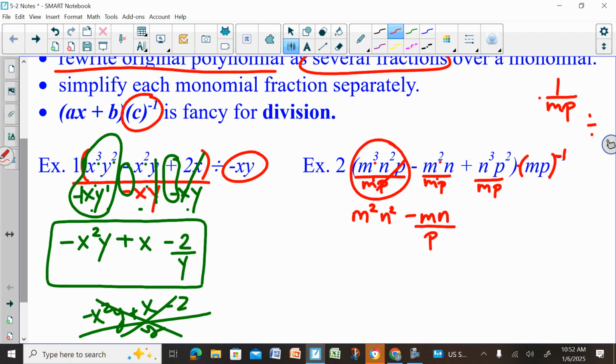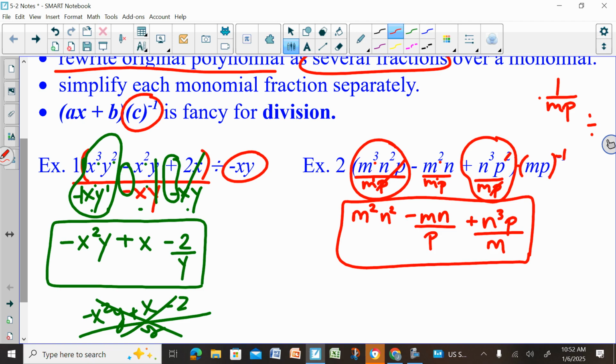And the last one right here, I'm looking at that sign. So plus, no n's, so n cubed. The p's are going to cancel. The 1p is going to cancel out that 2, so that leaves me with 1p on top and an m in the denominator. So this time I had 2 of them. They had denominators separately. So that is polynomial divided by a monomial.